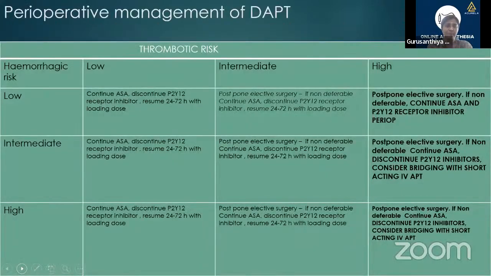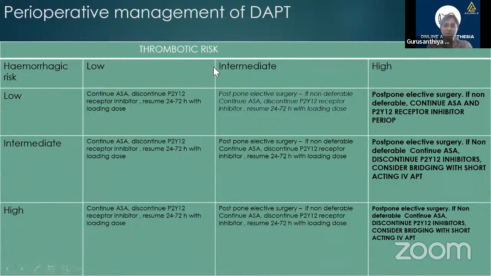in the perioperative period. So perioperative continuation of dual antiplatelet agents depends upon thrombotic risk versus hemorrhagic risk. If the thrombotic risk is low, you continue aspirin, whatever may be the hemorrhagic risk. You discontinue clopidogrel. You resume within 24 to 72 hours with the loading dose.